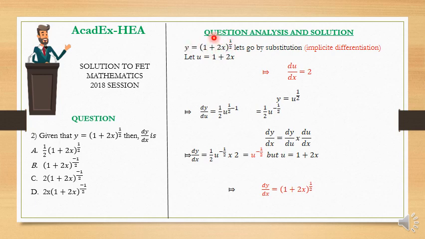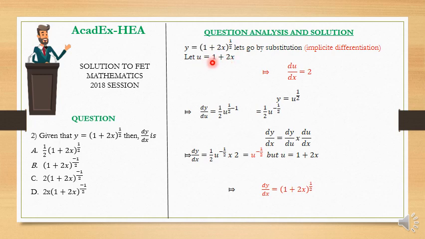Now, to differentiate this, there are principally two methods, or even more. There are two methods we can solve this, but I'm going to go by implicit differentiation, because I will recognize this as a function of a function. And then because I have an inside function, I can let the inside function be u, it means I have u equal to 1 plus 2x.